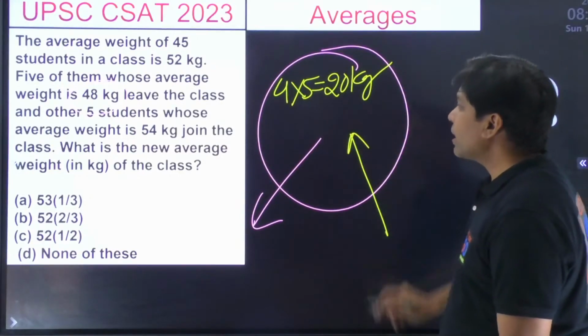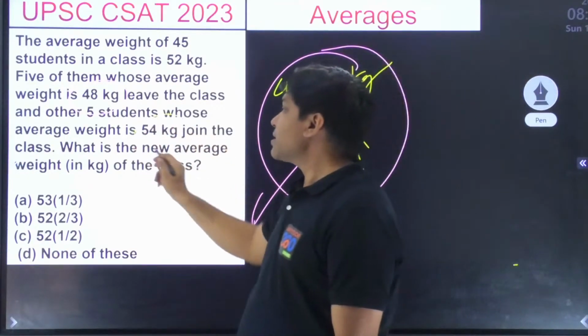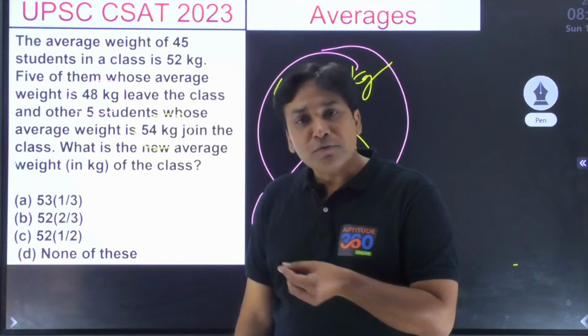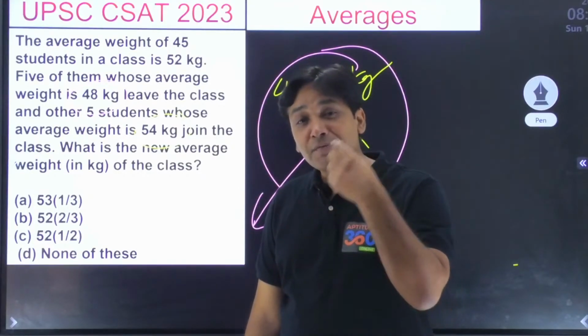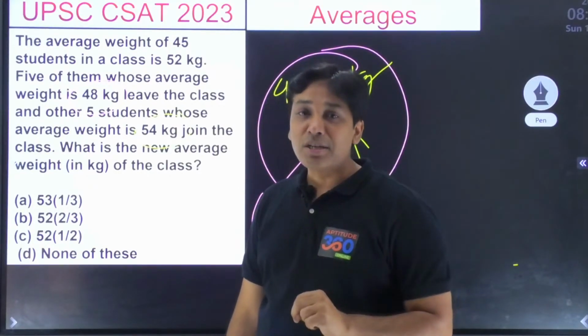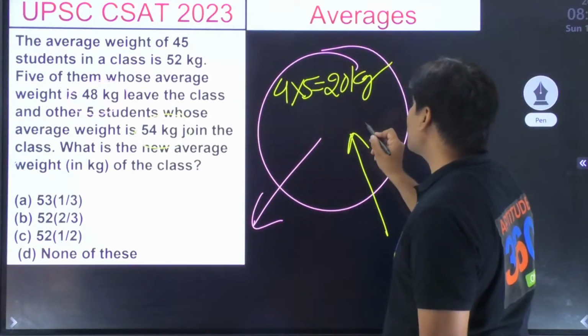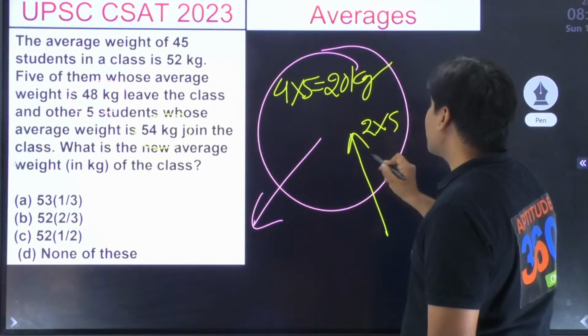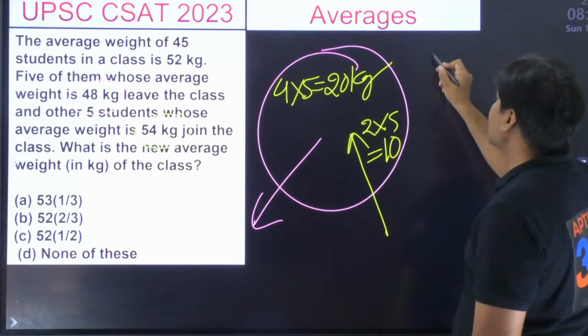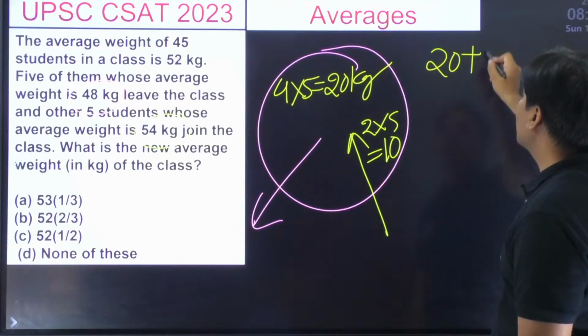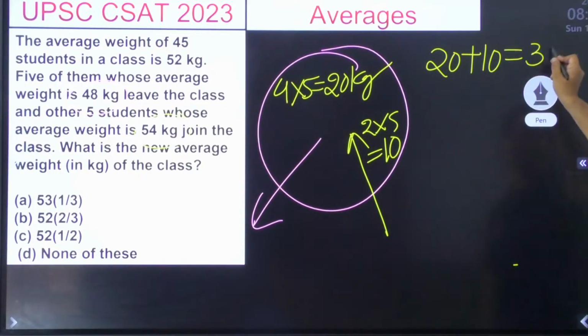And there are people who are coming in and their average is 54. They should have brought 52 kilogram per person. They are bringing 54 kilogram per person. So 2 kilogram extra per person. Because of that, 2 into 5, the group's benefit is 10 kg. So what is the collective benefit to the group? The collective benefit to the group is 30.